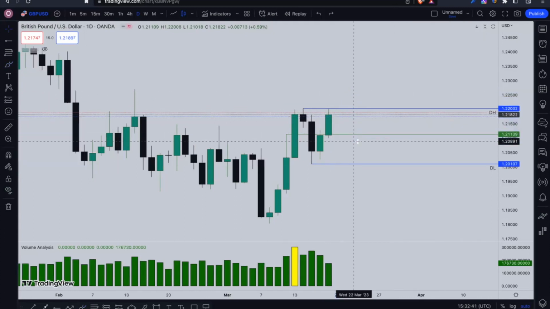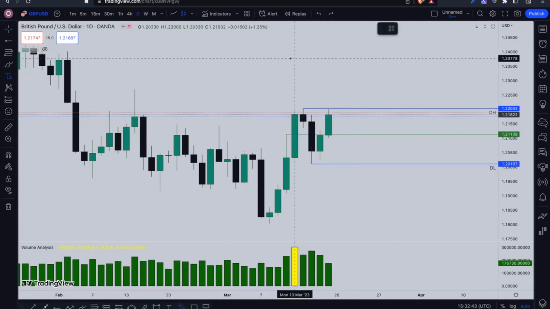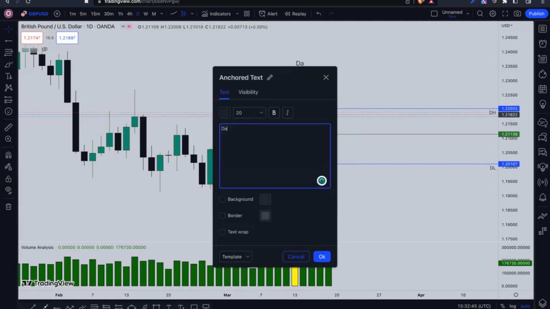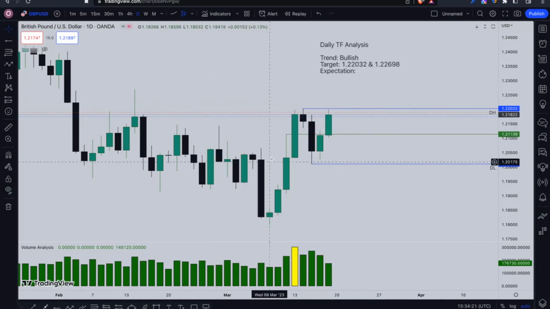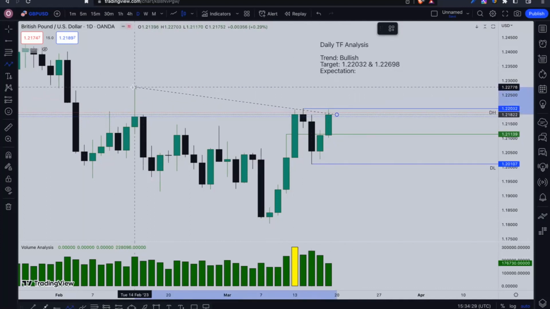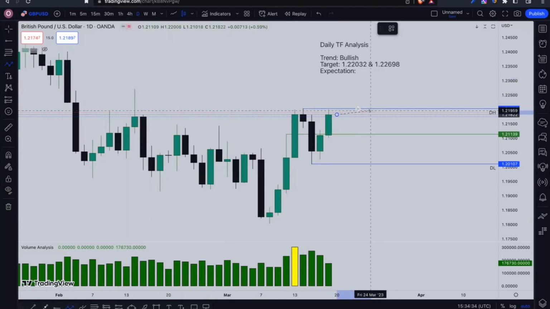Keeping that in mind, we now create the storyline for it. So what's the expectation? The expectation is for price to continue higher to take out this target and then probably take a run at this high. If this high is respected, then we know that we might be coming down into this area here. So my expectation is for price to take a run at this high over here.